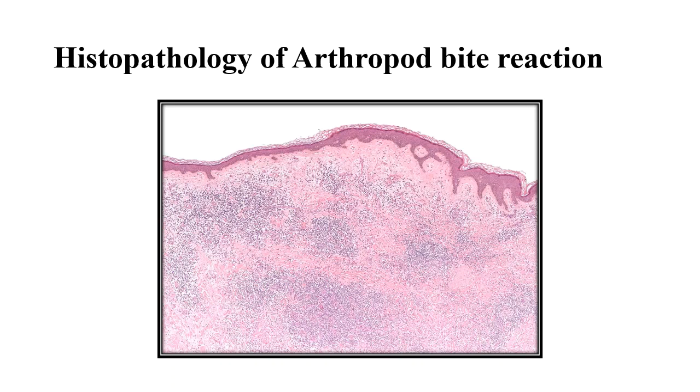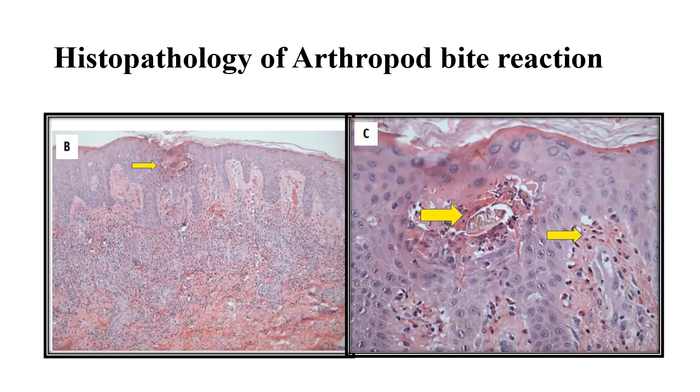Now, here we can see the wedge-shaped perivascular inflammation in the superficial dermis consisting of lymphocytes and eosinophils. In these pictures, we can see the prominent eosinophils and also a portion of arthropod retained in the tissue specimen.